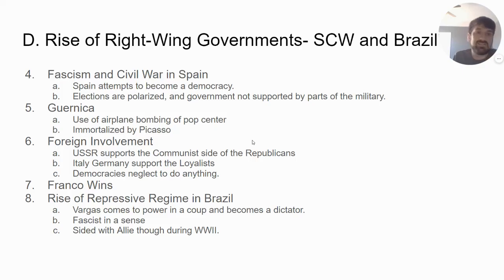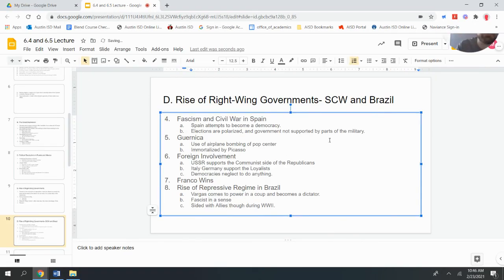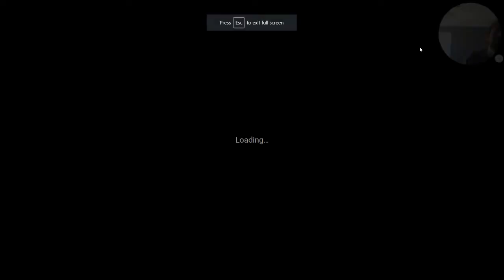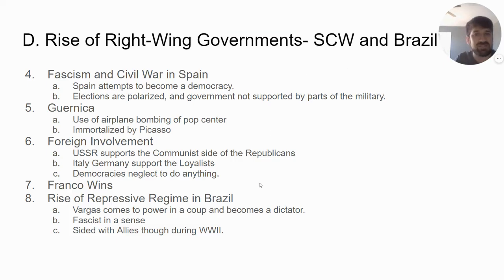So Vargas, the leader of Brazil, becomes a power in a coup. He becomes a dictator. He's kind of fascist. He's reactionary. He's anti-communist, kind of dictatorial. Ultimately, he sides with the Allies, though, because it's pragmatic for him to do so. So he's not fascist in the way that he wants to expand this reactionary right-wing conservatism. He just wants to benefit himself. So he stays in power for a little bit after World War II. All right, so that's our first chapter on the economy.